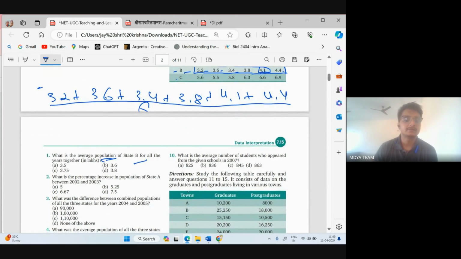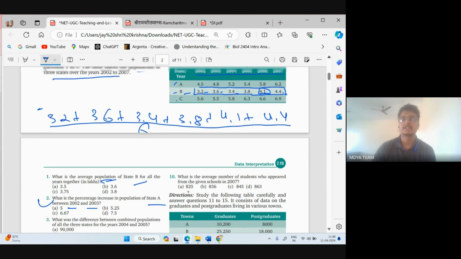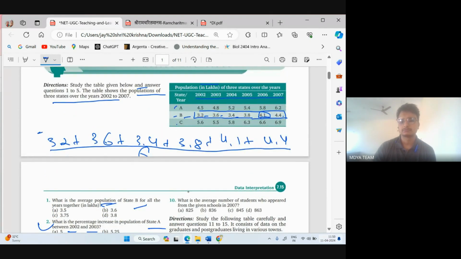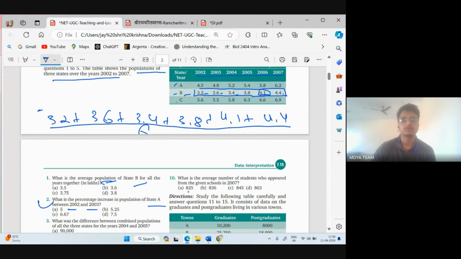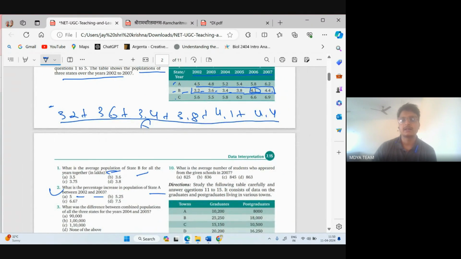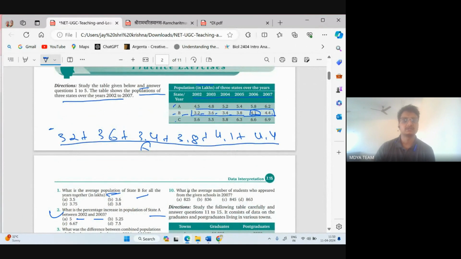Now the second question: what is the percentage increase in the population of state A between 2002 and 2003? What is the percentage increase? So again, come to the table and every one of you try to solve this question.